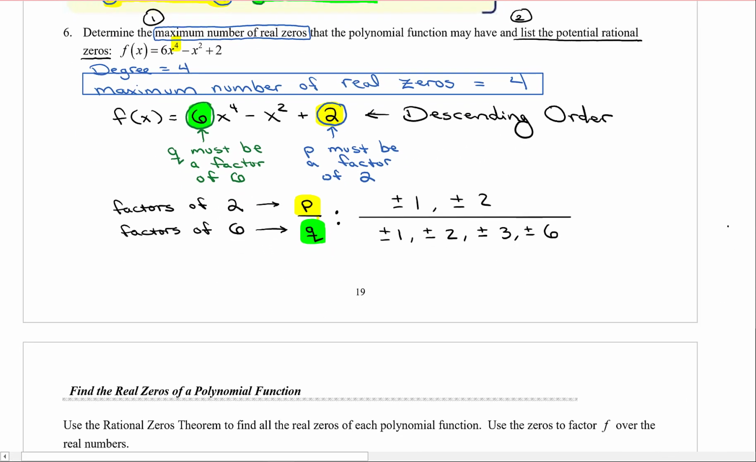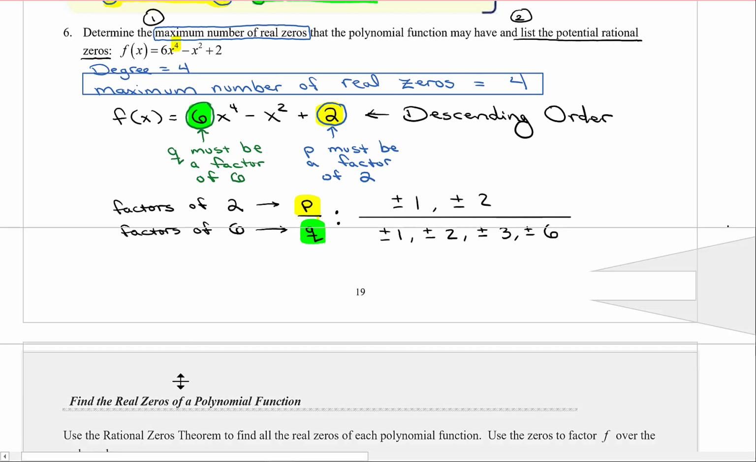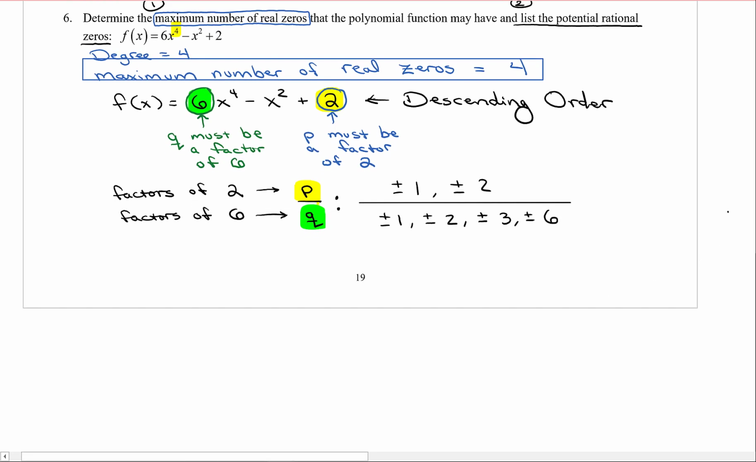I need some more space here because I can already tell I'm not going to have enough. How about I insert some more space in between these two pages so that I can have more writing space? That looks better. Okay, so now we're listing out all the possible ratios you could possibly have. I'm going to take my time here to really explain this.